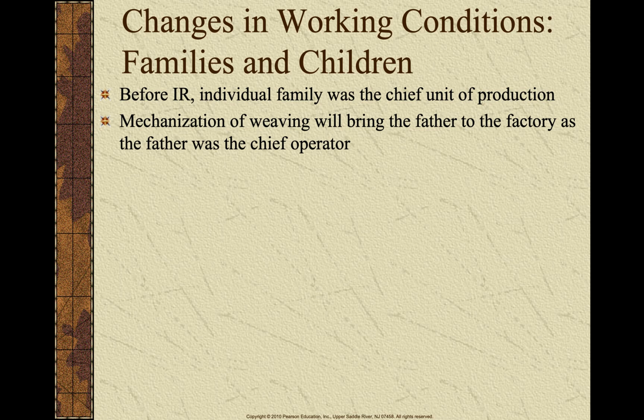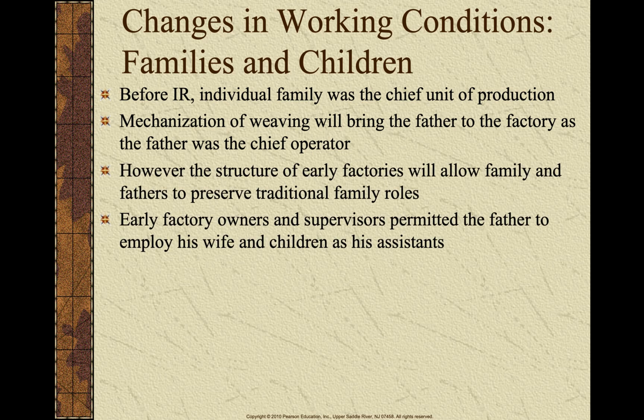A big change that we're going to see is the mechanization of weaving and textiles. That's going to start to bring men, the father, to the factory, as the father will be the chief operator of these early machines. However, and this is really important, the structure of the early factory is going to allow fathers to preserve their traditional roles. The early factory system is going to allow the entire family to have their traditional family roles and norms within the workplace. Early factory owners and supervisors are going to allow the father to employ his wife and children as his assistants and have them in the factory with him.